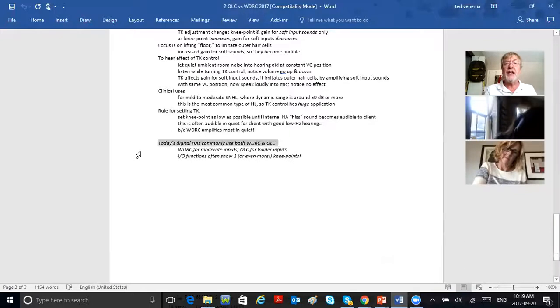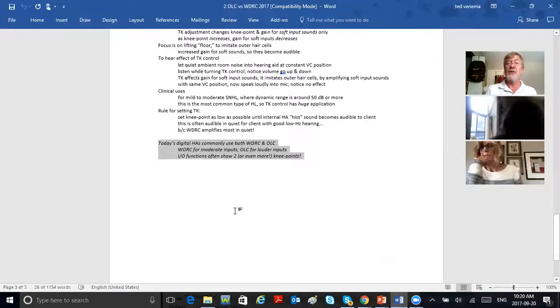Here's where we can take comfort, so that as budding clinicians, we don't need to freak out. Here's what today's digital hearing aids commonly use: both. They use WDRC for soft to moderate inputs, and they automatically go into output limiting for louder inputs. That's cool. Same hearing aid.